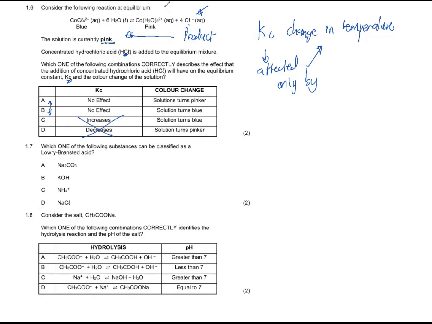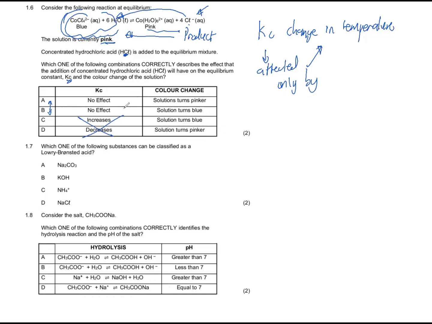Now, by favoring the reverse reaction, we are actually promoting a color change to what? To blue. Because remember, we are moving from product to reactant, and the product had a pink color. If we are moving more to the reverse side, then we are promoting the whole solution to be blue, right? So the reverse reaction is favored, and that means the whole solution now turns blue.